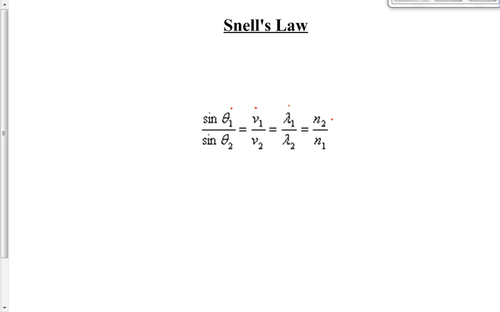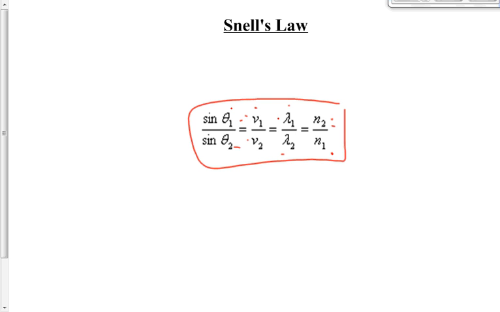That explains why it's theta 1 over theta 2, v1 over v2, lambda 1 over lambda 2, n2 over n1. As n goes up, the rest of them go down. As n goes down, the rest of them go up. N is inversely related to the rest of them. Therefore, they're all going to be 1 over 2. N is going to be 2 over 1. This is on your data sheet.